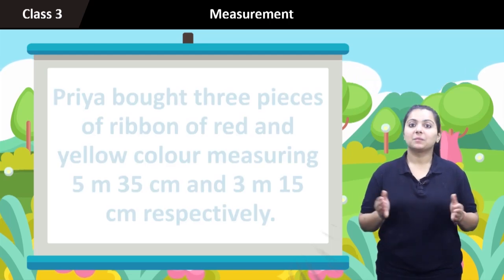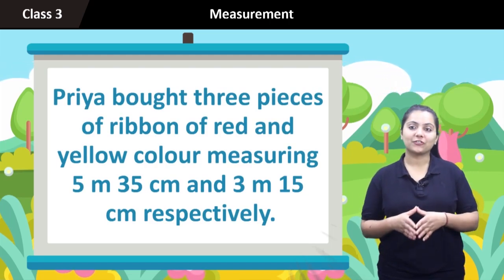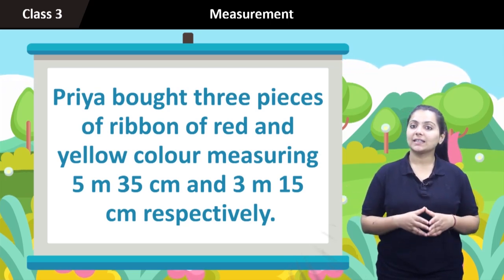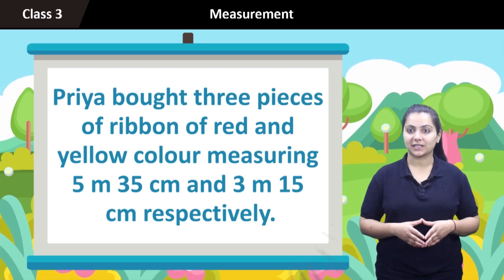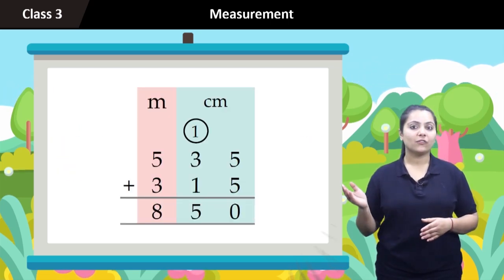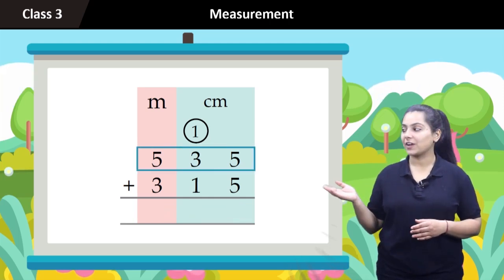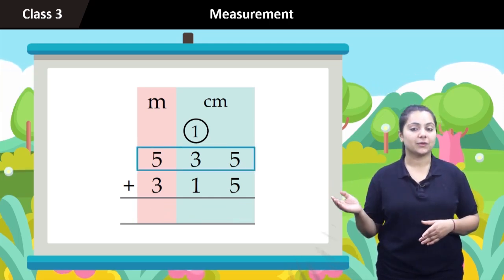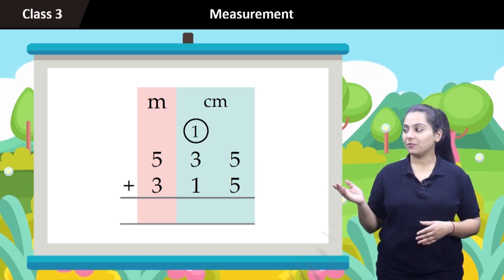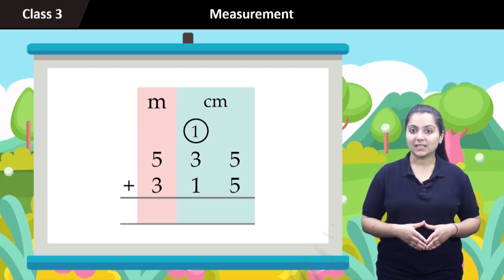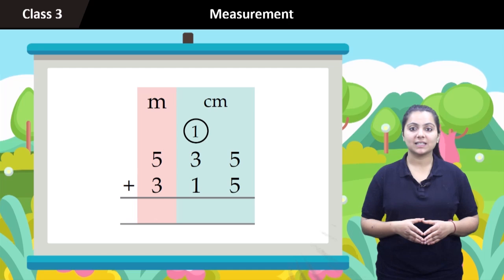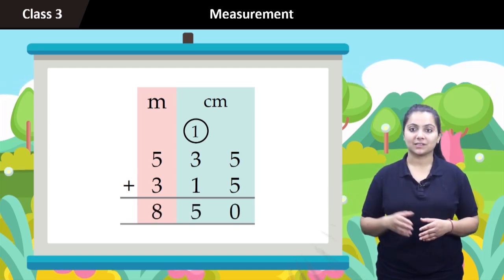Example 2. Priya bought 2 pieces of ribbon of red and yellow color measuring 5 meter 35 centimeter and 3 meter 15 centimeter respectively. What length of ribbon did she purchase altogether? Length of red ribbon 5 meter 35 centimeter. Length of yellow ribbon 3 meter 15 centimeter. Total length 5 meter 35 centimeter plus 3 meter 15 centimeter. Thus, the total length of ribbon is 8 meter 50 centimeter.